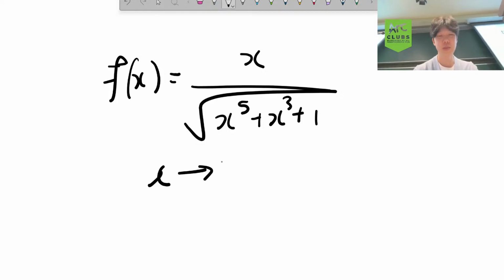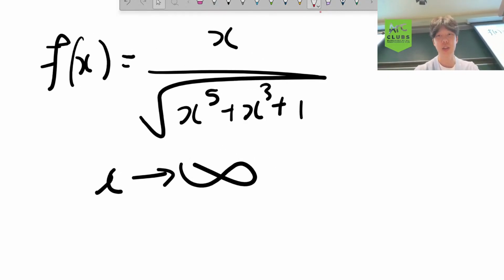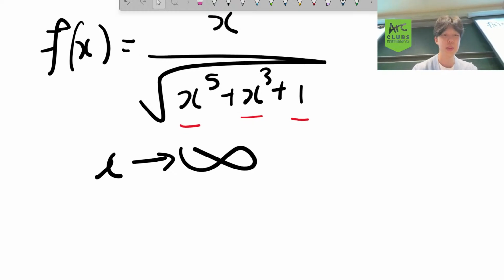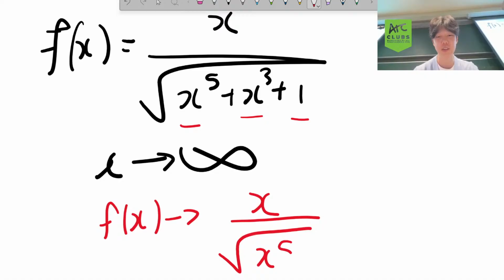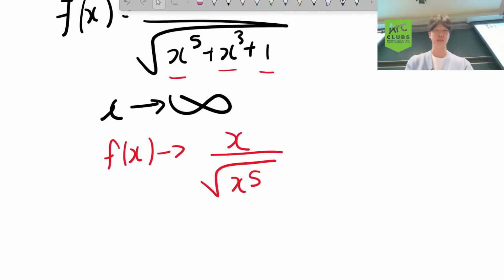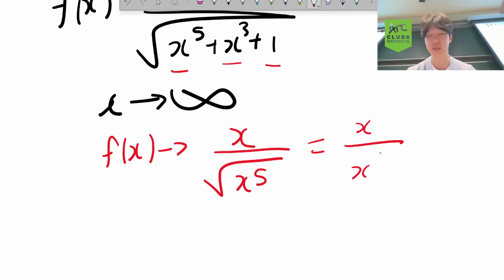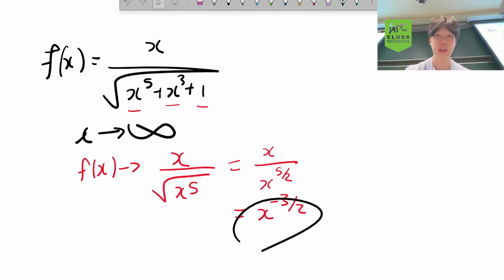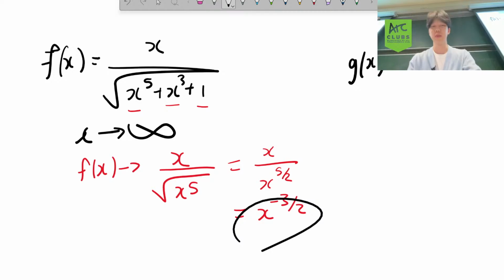So I know that when x becomes really, really big, in the denominator here, x cubed and 1 are going to have a really, really small impact compared to x to the power 5, because it's a lower power. So as x becomes really, really big, f of x is just going to tend to x over root x to the power 5, because the other two terms don't make a meaningful difference. And I know this is x divided by x to the power 5 on 2, which is x to the negative 3 on 2. Now, this is what I let g of x be. So g of x is going to be x to the negative 3 on 2. I'll explain why we do this.